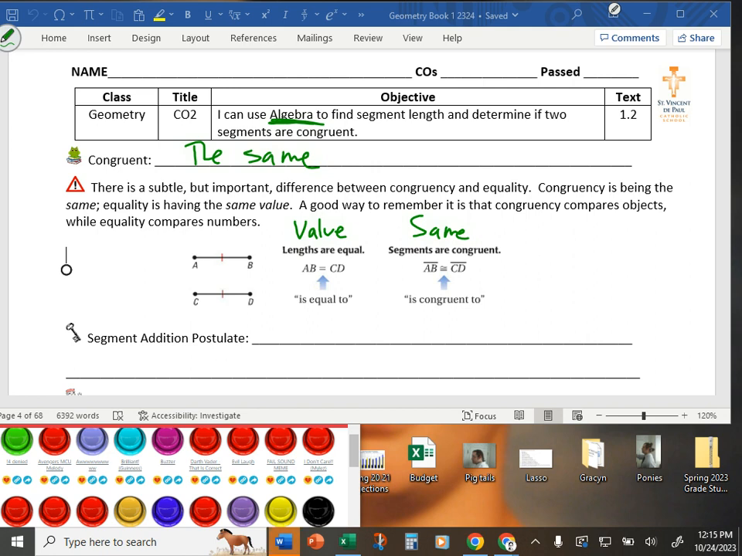Okay? A $1 bill is congruent to a $5 bill. They're the same size, same shape. They are not equal, however, because their values are different. You see the difference? Do you understand that a $1 bill is the same size and shape as the $5 bill, but they do not have the same value?